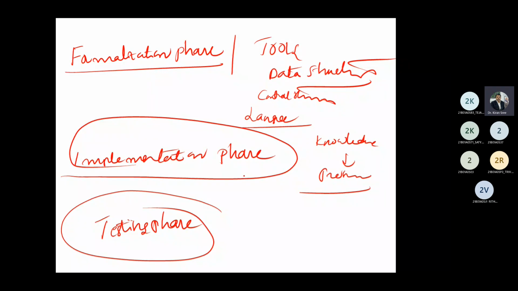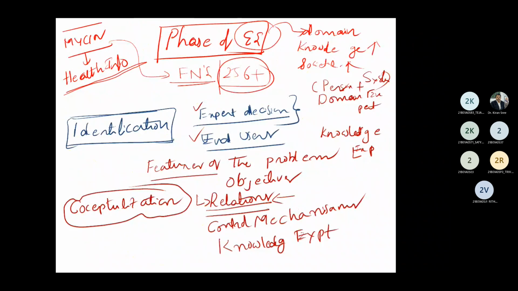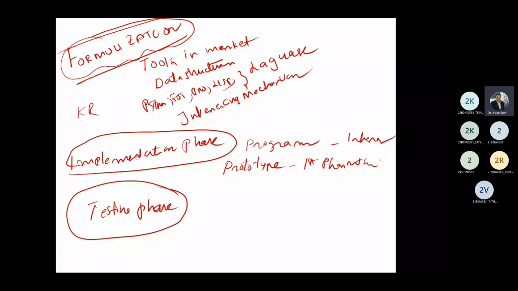So in the testing phase, try to evaluate your systems in terms of the various parameters that you have; we need to create our own parameters. That's what I said earlier also. So, identification phase, formalization phase: I said you need to have the tools in the market which are available.